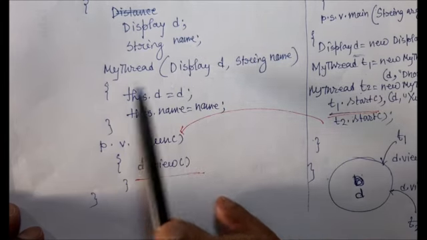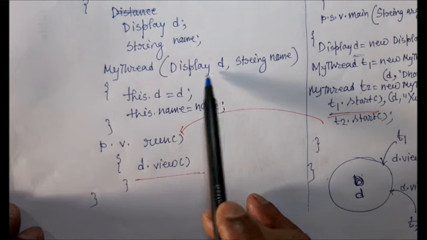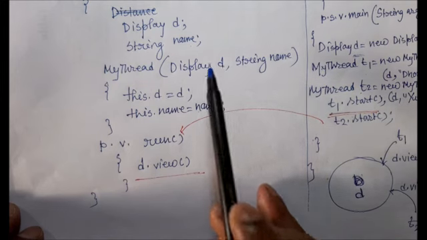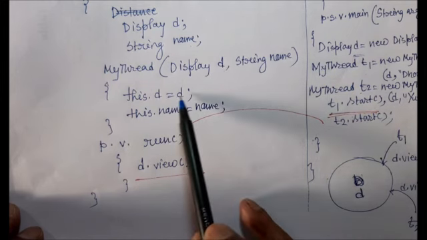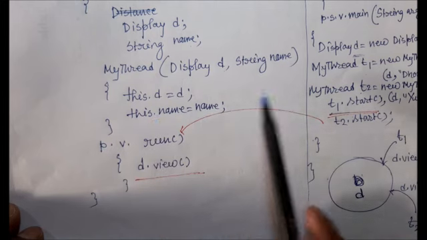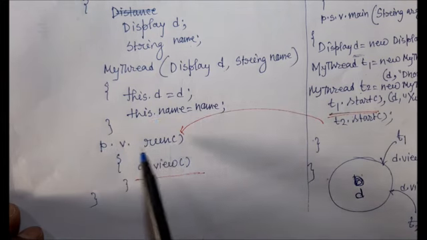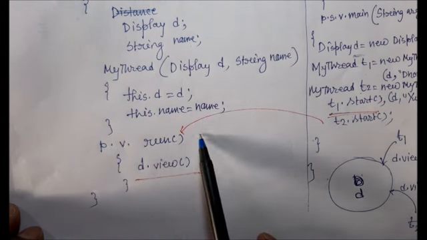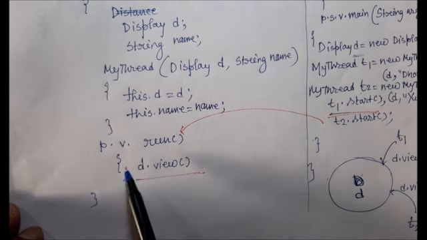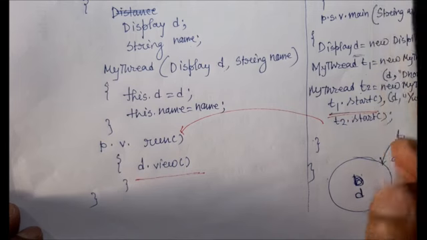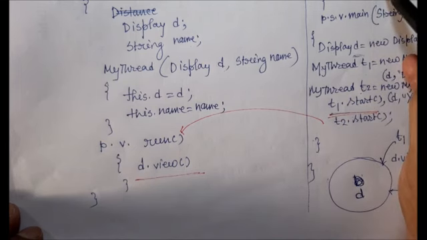This is my constructor. Within the constructor I have passed Display d and String name. So this.d = d, this.name = name. Then we have public void run. That means we have overridden the run method, and this method will call d.view. And this is my synchronized demo class.